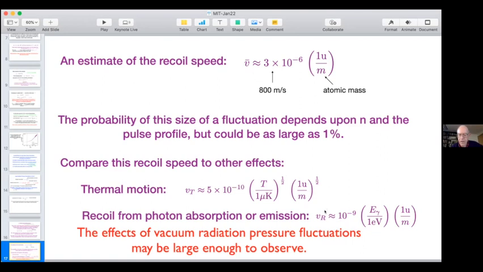The other effect when you're hitting atoms with laser pulses is the recoil due to photon emission or absorption. If an atom, for example, emits or absorbs a photon with an energy of an electron volt, then typically its recoil speed will be about 10 to the minus 9 of the speed of light or so if it is a hydrogen atom, and less, of course, for more massive atoms. But you can see it's conceivable to have both the thermal motion and the photon emission or absorption recoil smaller than the effect of the radiation pressure recoil. So maybe this effect could be large enough to measure.